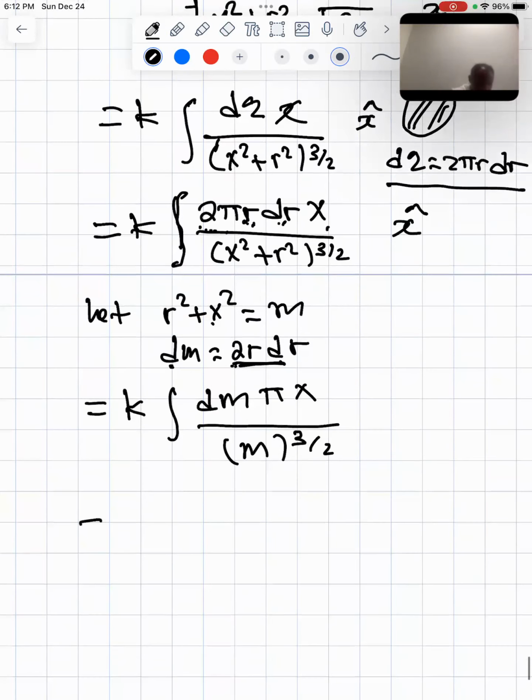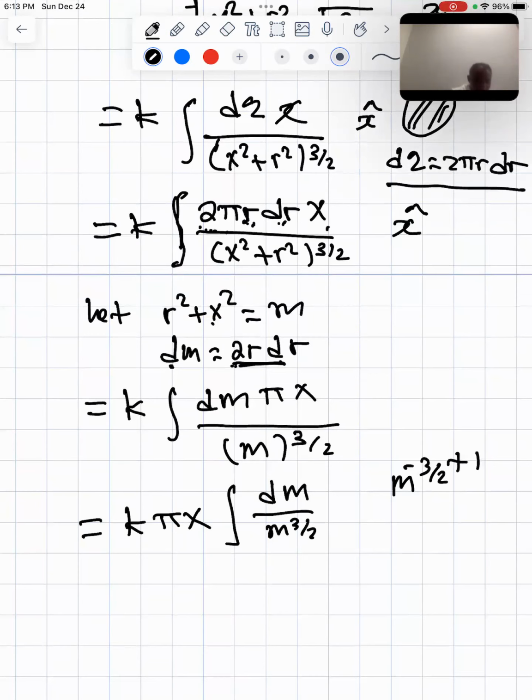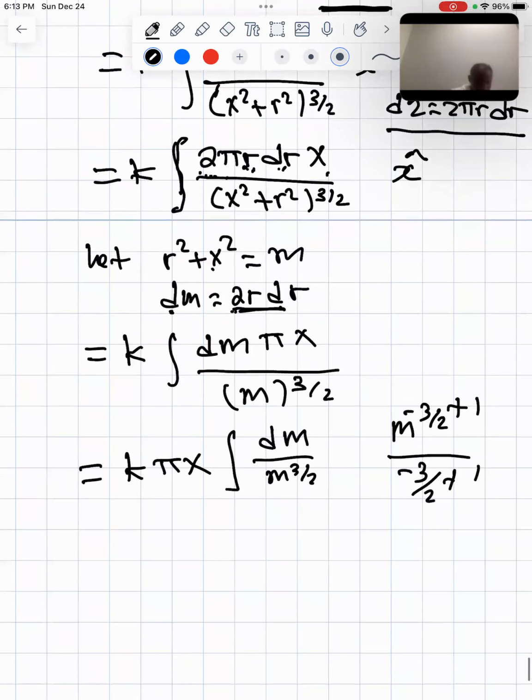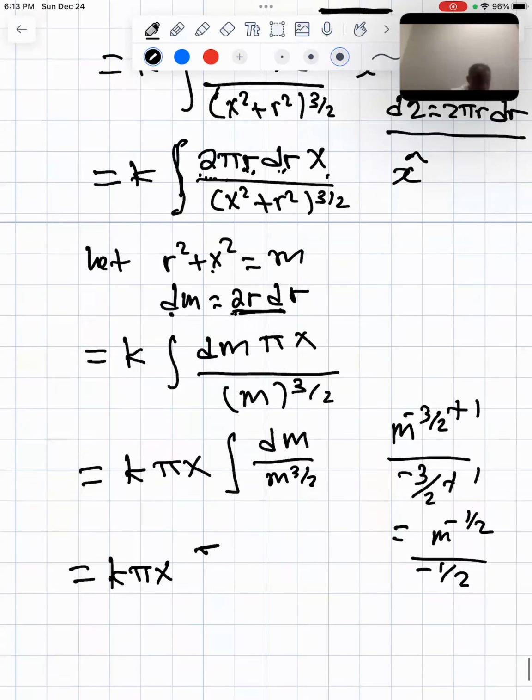Now, when you do this integral, let me finish. x, pi x, you can take it out. The integral of dm, m to the power of 3 over 2. And when you integrate that, it's simply going to be minus 3 over 2 plus 1. Okay? So if you do that, it's going to be m to the minus half over minus half. Yes? So it's going to be k pi x.